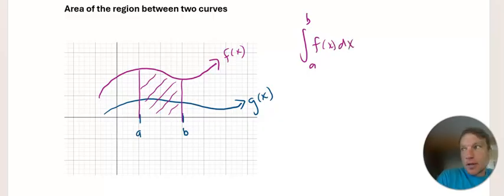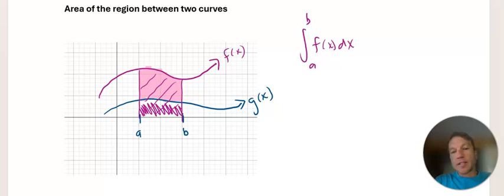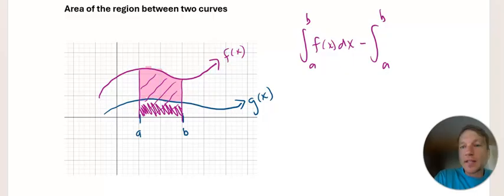Okay, well, if I want to find this region, let's use pink, how can I do that? Well, you're probably guessing that I need to get rid of this area, right? So I have the area under F all the way to the x-axis, but if I subtract from that the area under G, then it'll just give me that pink area. It's that simple. It's just a difference of the two, right?